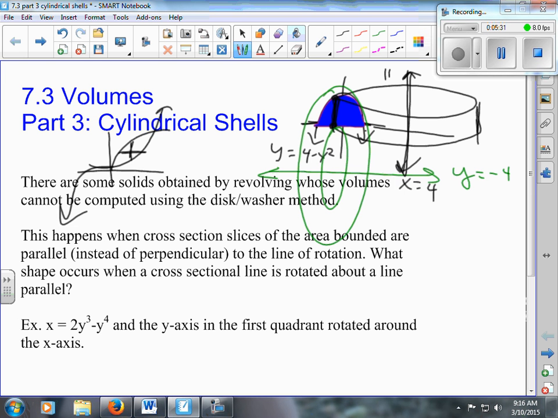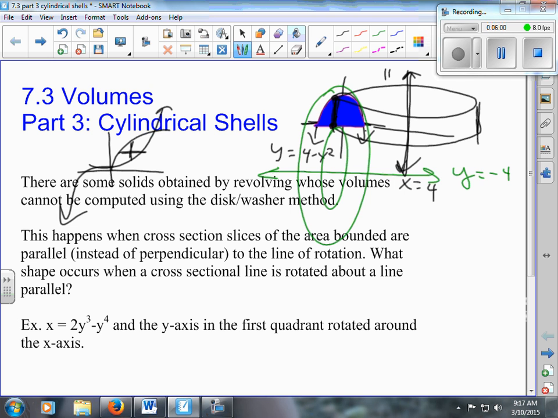Does that make sense? So you have to do both. Okay, so then you can always just choose on this. But then we teach you cylindrical shells because sometimes you really can't choose. You really are bounded by that area of top minus bottom. And when you rotate around this vertical line, a vertical cross section rotated around a vertical line does not leave a washer. So you have to learn cylindrical shells.